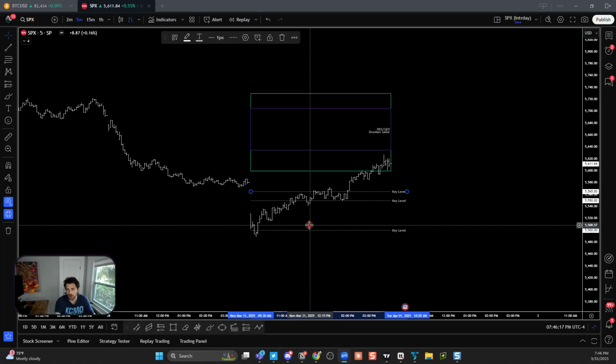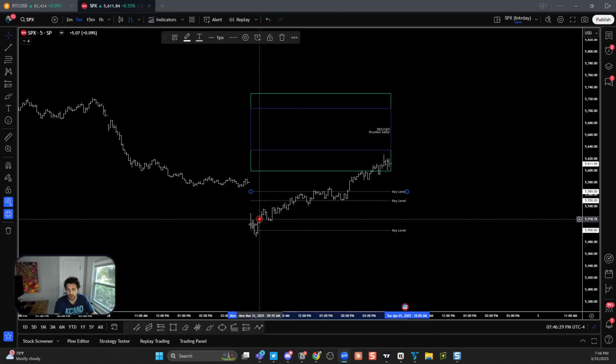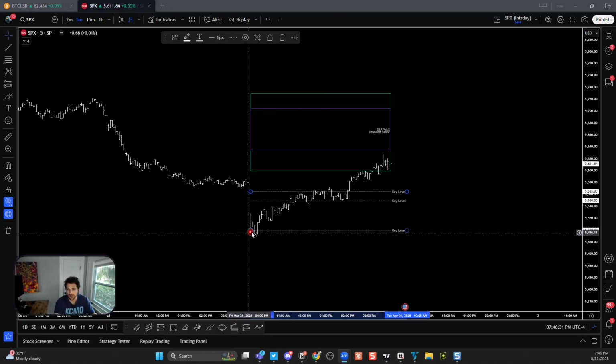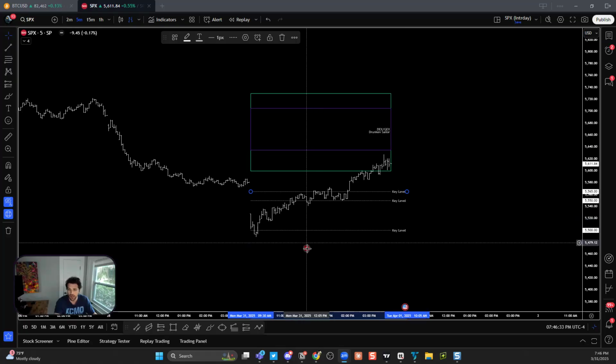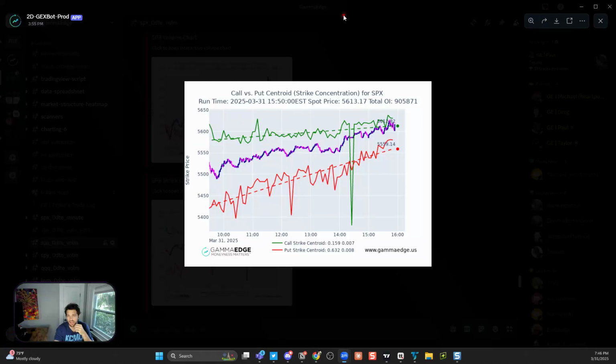Yes, that's great. Price went and interacted with our key levels, but is there a way to help us understand if we should have expected this kind of trending action throughout the day, or if we should have expected choppy action? And that is where our intraday volume analysis comes into play, which did confirm this. And that is what this chart is here.